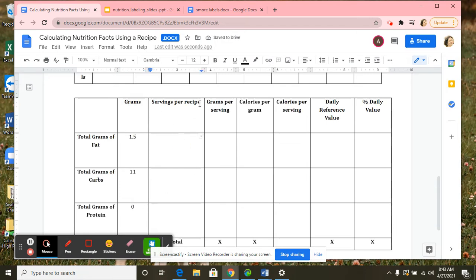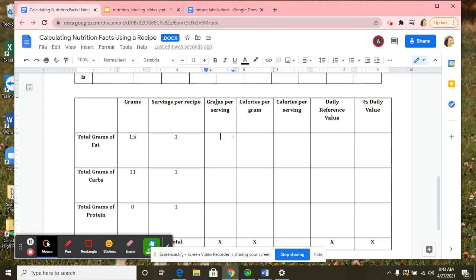Now it asks servings per recipe. I already calculated this to make 1 s'more, so my servings per recipe is 1. On the next assignment that we'll be doing, where you are making a full batch of puppy chow, you will have to determine how many servings that batch makes. So essentially, your whole batch of puppy chow might make 6 or 7 servings. You're going to have to figure that out based on how much you make.